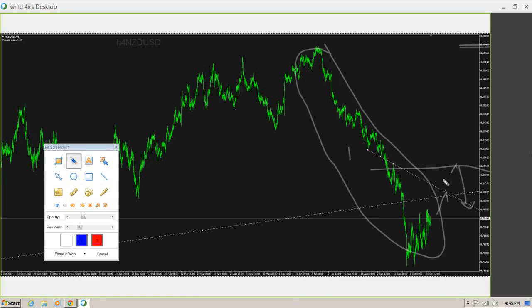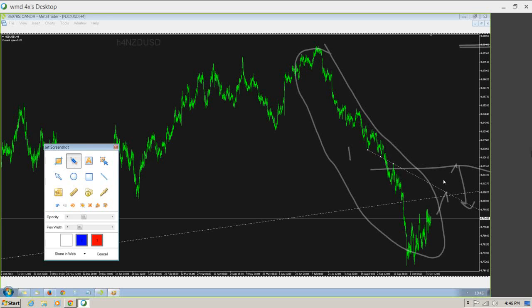Now, I know what the issue here is going to be is transaction costs, because of the negative swaps here. But there are ways around that. You can get swap-free accounts from many, many brokers now, and that is an option seriously worth looking at if you are going to be trading NZD USD or any of her sister crosses.